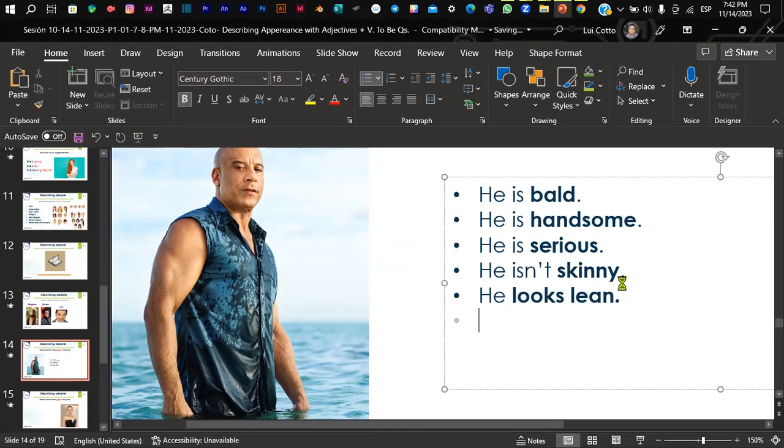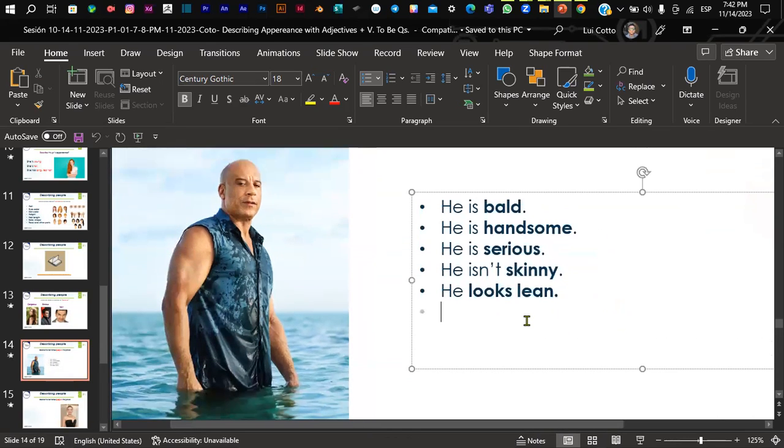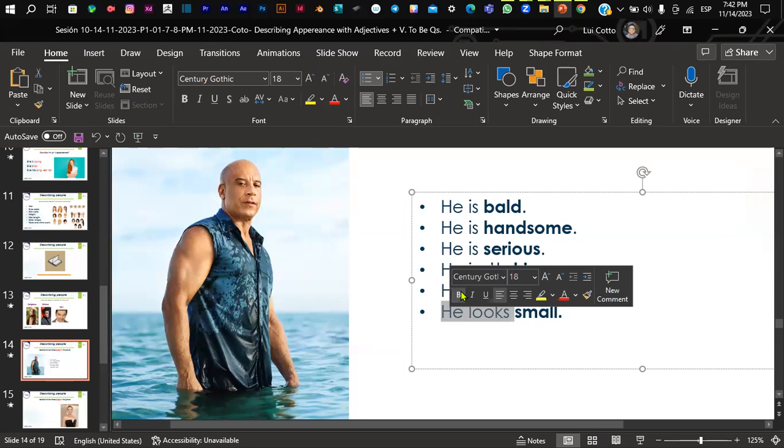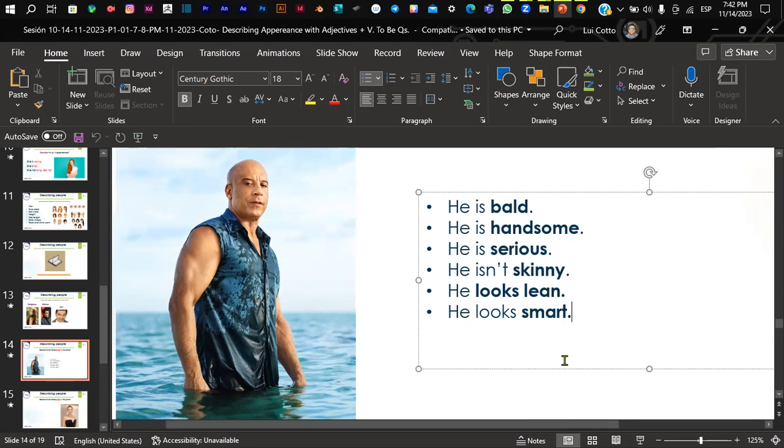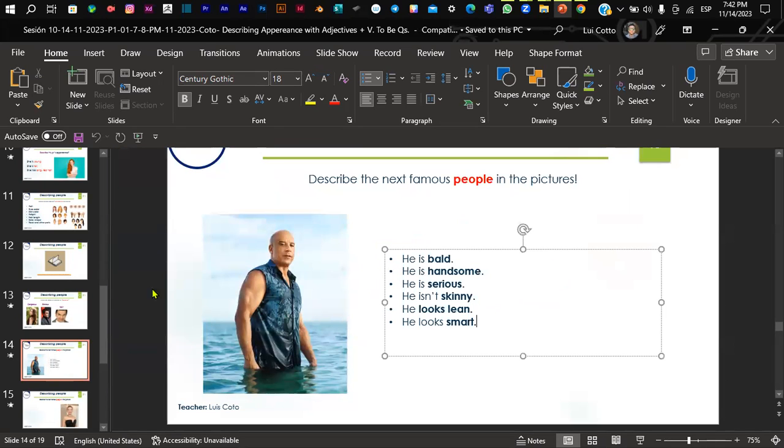The last one. La última. About Vin Diesel. Ajá, the last one. Affirmative or negative, as you prefer. He looks small. In the picture or in real life? Small. Smart. Okay. Smart or small? Smart. Smart is another adjective, correct. What is smart? Smart TV. Okay. Smart, intelligent, correct. Okay, pretty good.